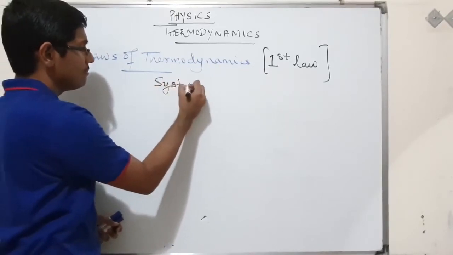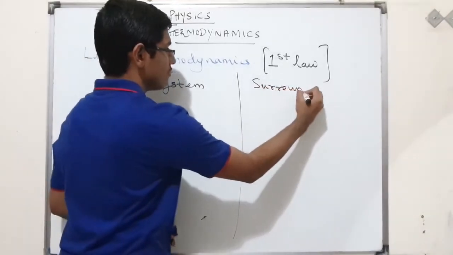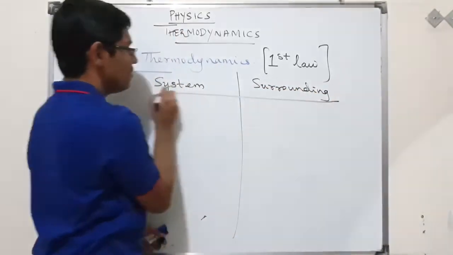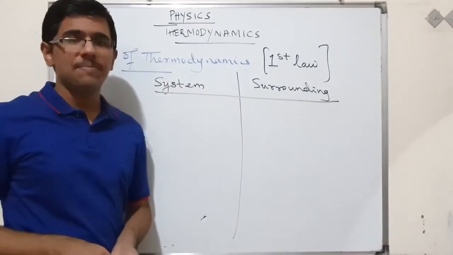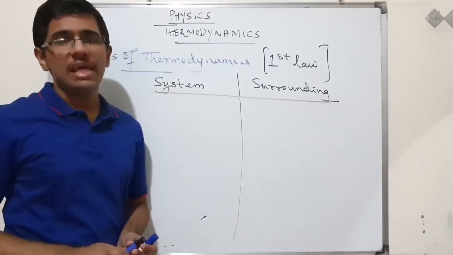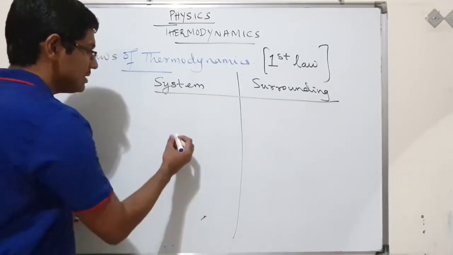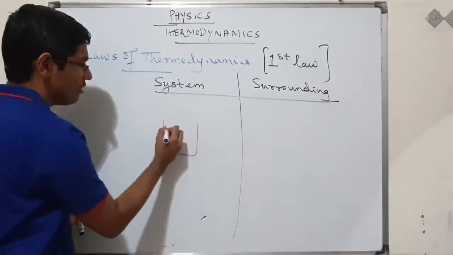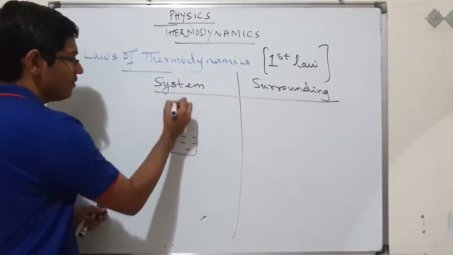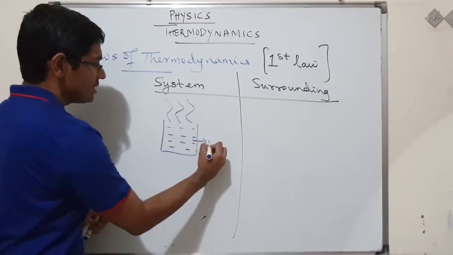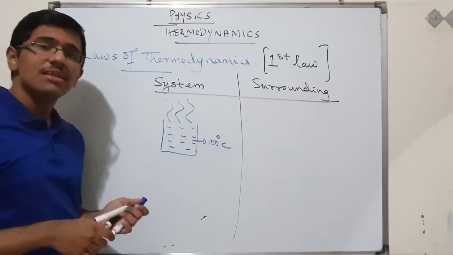System and surrounding. What's the difference between them? Imagine you are conducting an experiment related with heat. Imagine I am going to measure the temperature of boiling water using a thermometer. Imagine water is boiling, 100 degrees Celsius, and I am going to measure that temperature using a thermometer.